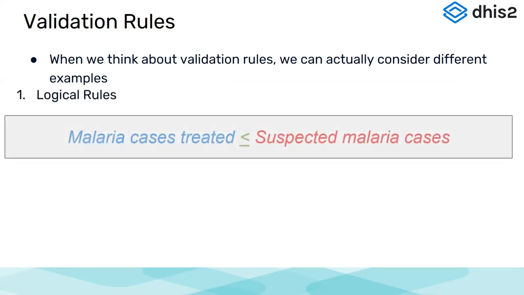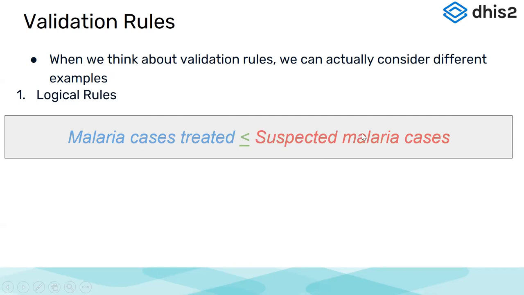There are different ways of building or creating validation rules. There is a validation rule based on logical rules. The validation rules made based on logical rules are, for example, the previous example we showed, malaria case treated, which should be, the logical rule here in the middle, less or equal to the suspected malaria cases.